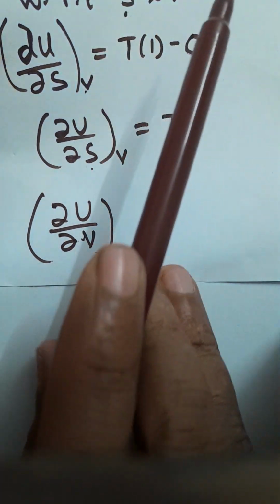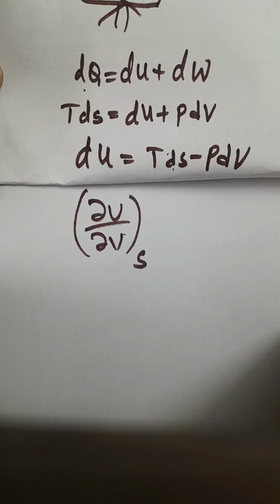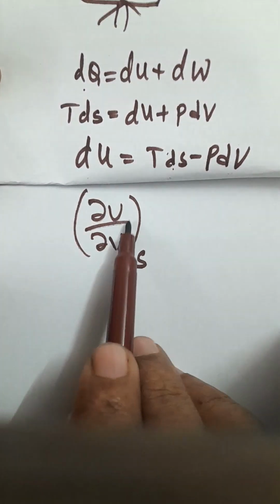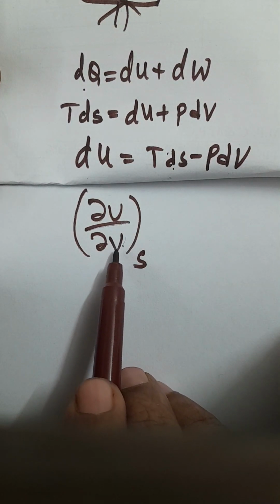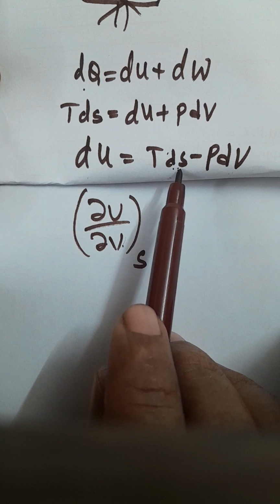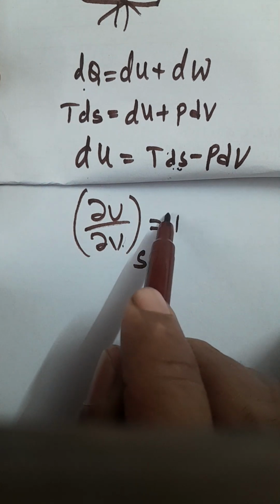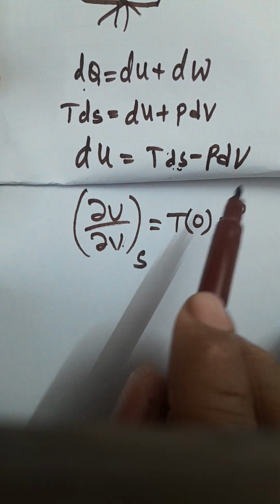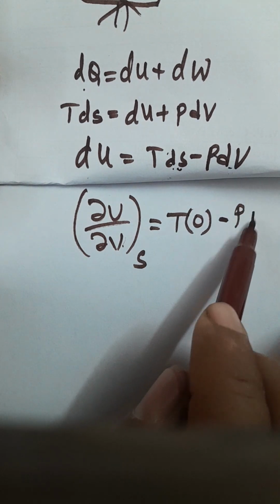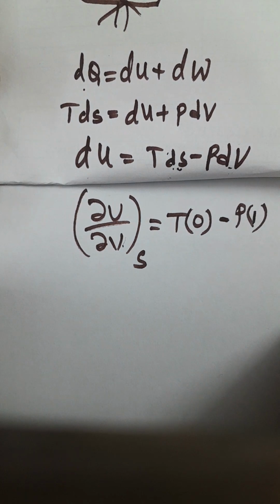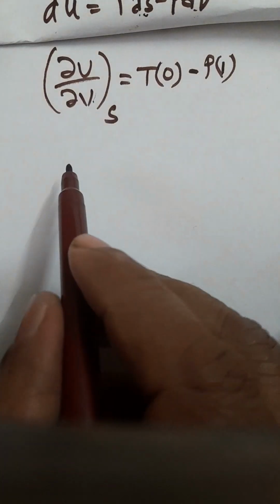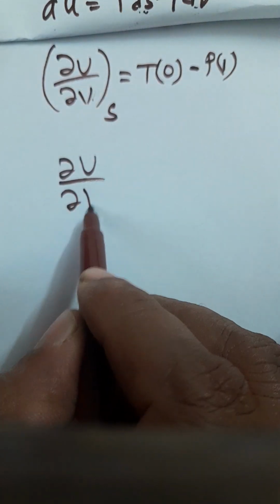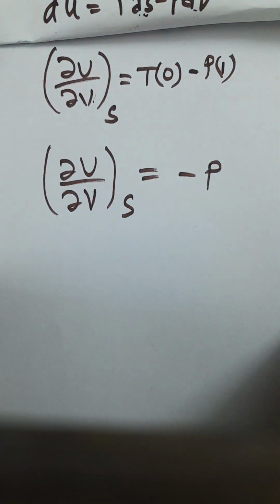Now see what happened to this equation. We take the derivative with respect to volume. Here S is constant, so the derivative of a constant is 0, and minus P into dV by dV is nothing but, always remember, 1. Therefore we get ∂U/∂V at constant entropy equal to minus P.